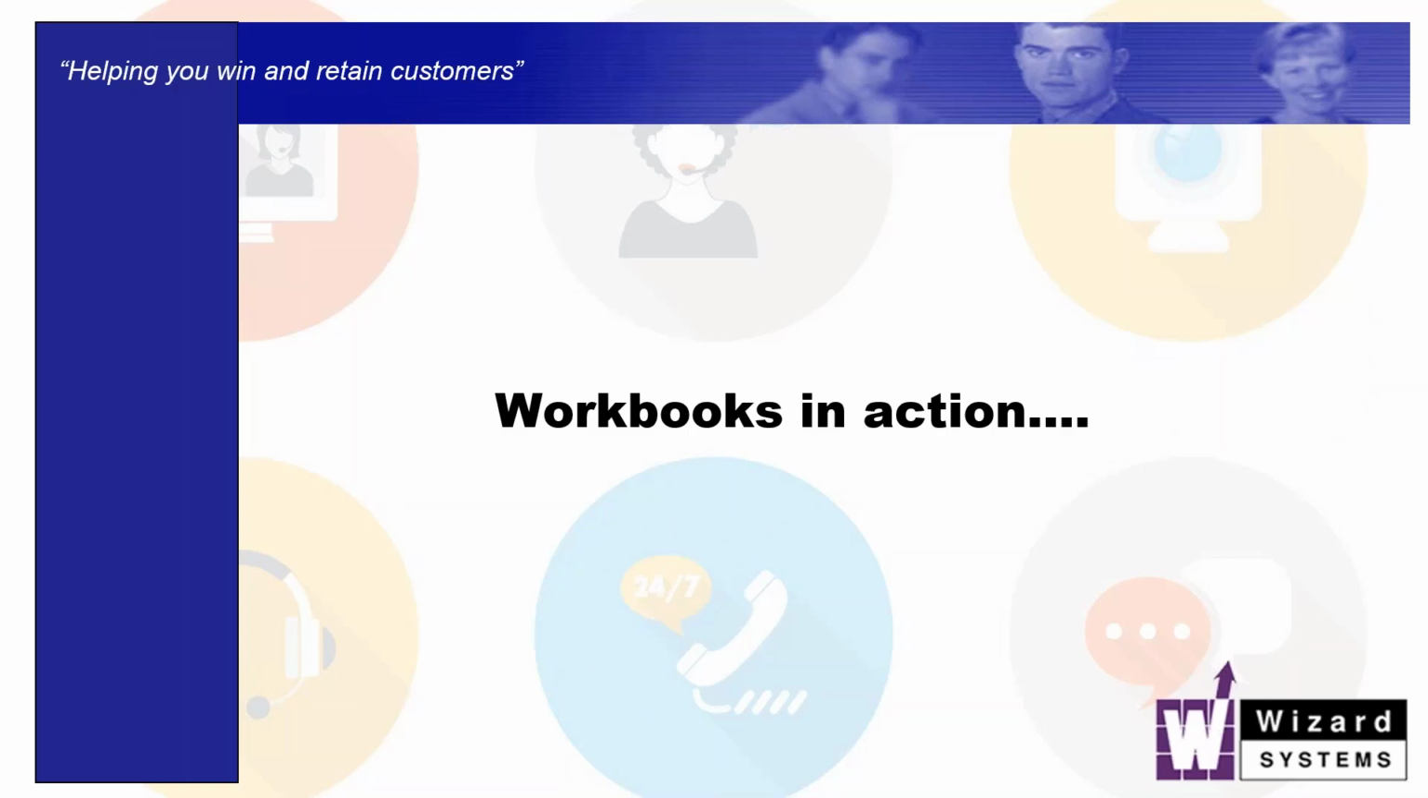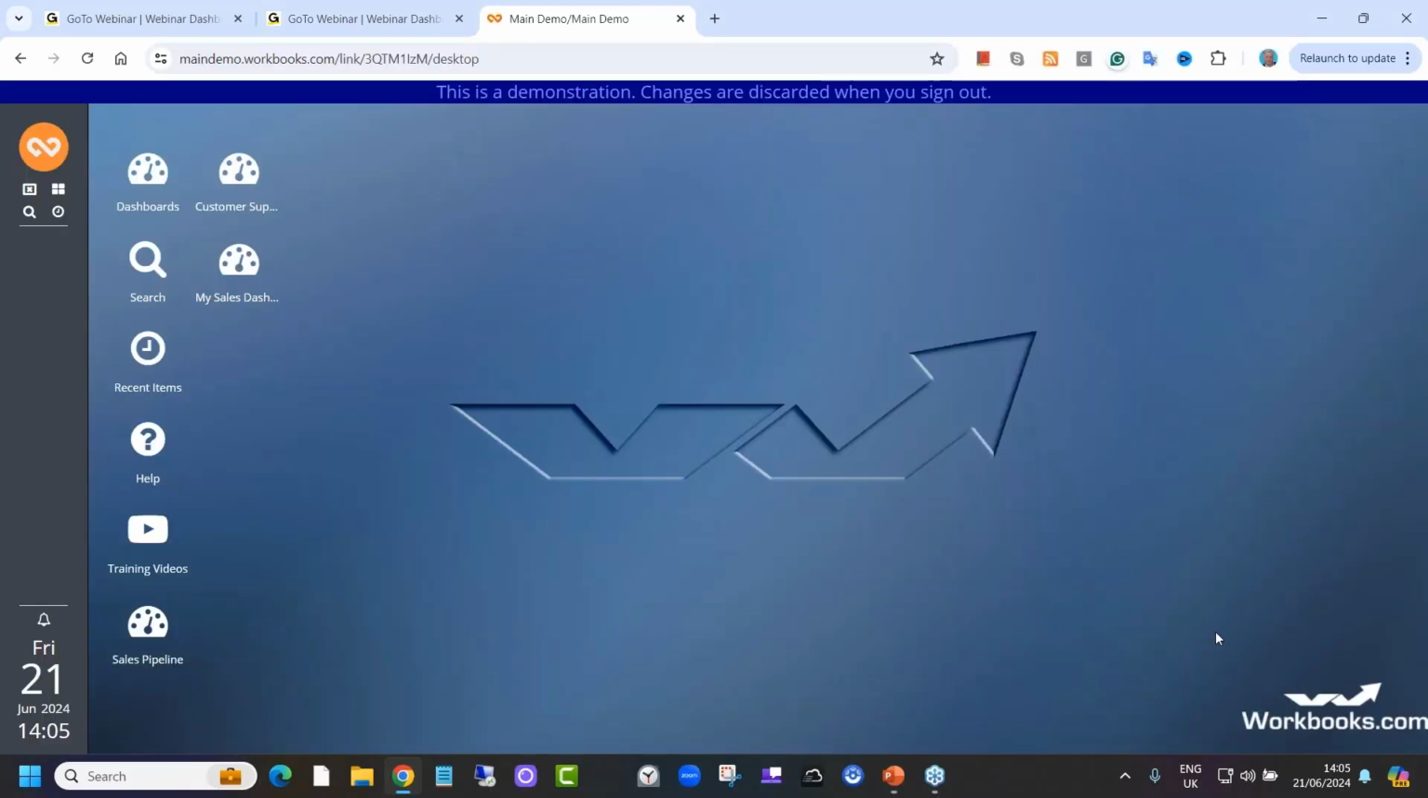Okay, let's take a look at Workbooks in a little bit more detail then. So I've logged into Workbooks here. Workbooks will work on any device, whatever system you've got. There's a mobile app as well. I'm showing it to you in this session on Chrome. I've just logged into the application, and what you see first of all is a familiar look, a familiar screen.